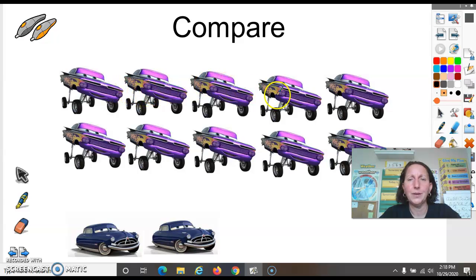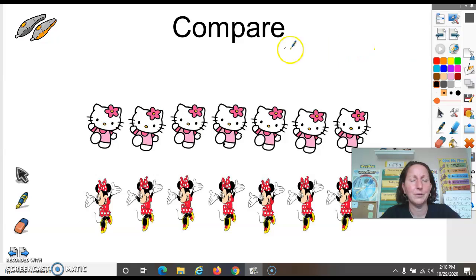So let's count. 1, 2, 3, 4, 5, 6, 7, 8, 9, 10. There are 10. That's a big number. And then there are 2. So we're going to use our math words and we're going to say this group has more than this group. Number 2 is less than 10. So that's another way of comparing the groups.